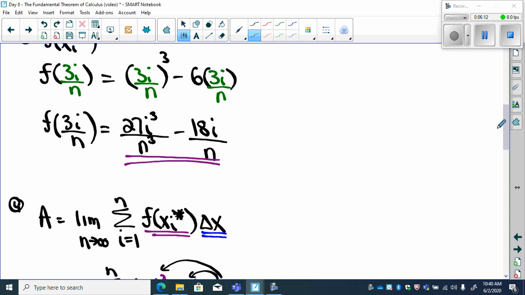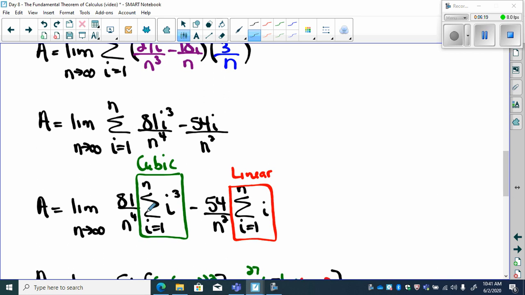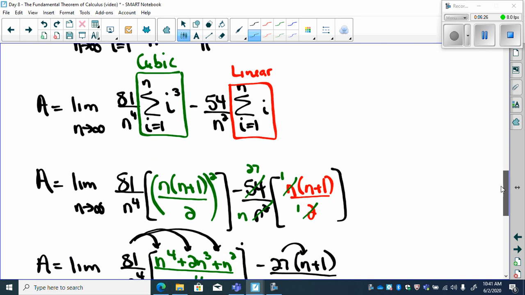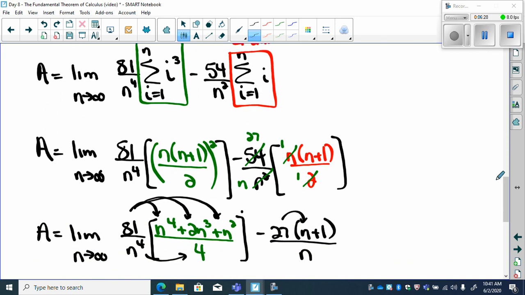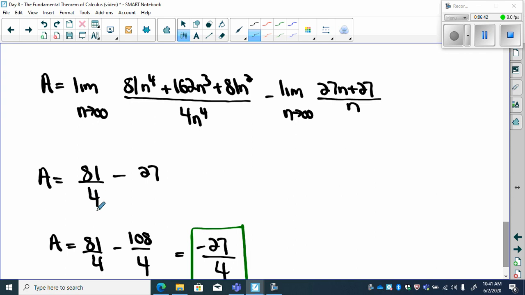Then I filled in my formula. All right, I multiplied. I used my sigma properties. I changed this to the cubic formula, this to the linear formula, and then I simplified and I evaluated the limit as n approached infinity of these two things. Degrees were the same. Here I end up with 81 over 4. Here I end up with 27 over 1. So I have 81 over 4 minus 27, which gives me negative 27 over 4.